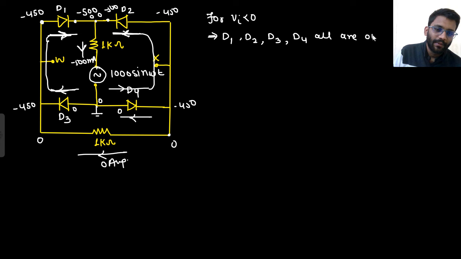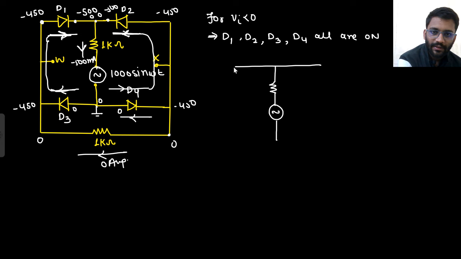If all are on, what is happening? How does the circuit look? Although now you can guess the answer of VWX, I will still give you a few more points that will help you a lot in circuit analysis. Answer we can get now, but still let's check a few more points. Although this 1 kilo ohm resistance will have zero current only.